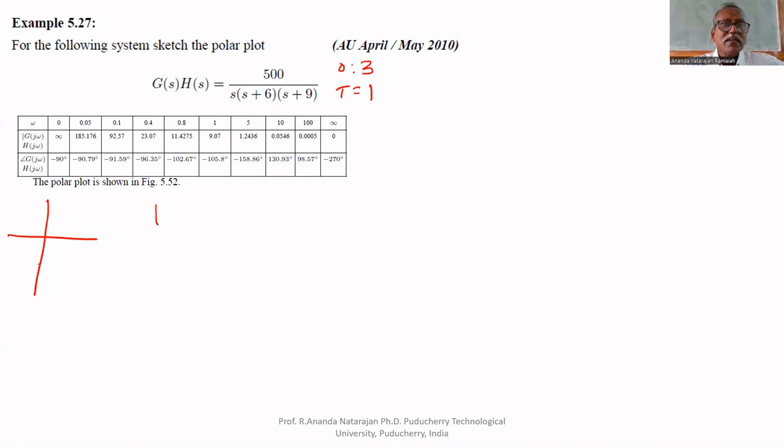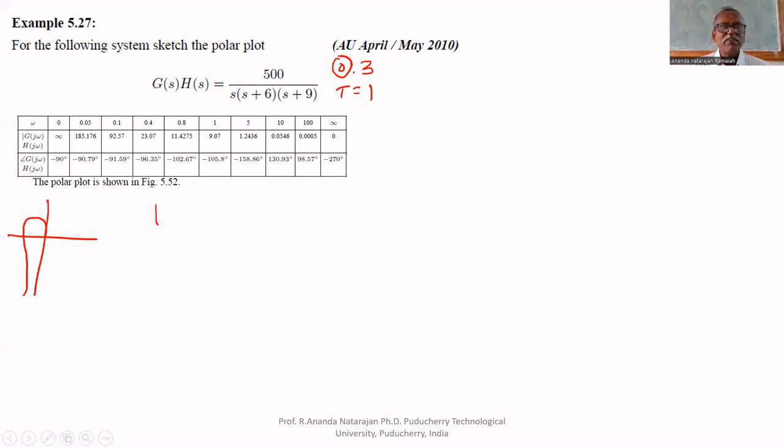The rough plot starts at minus 90 and ends at minus 270. This is the plot for a third order type 1 system. The end point is always 0. For any practical system, the end point is 0. So we have to remember that.